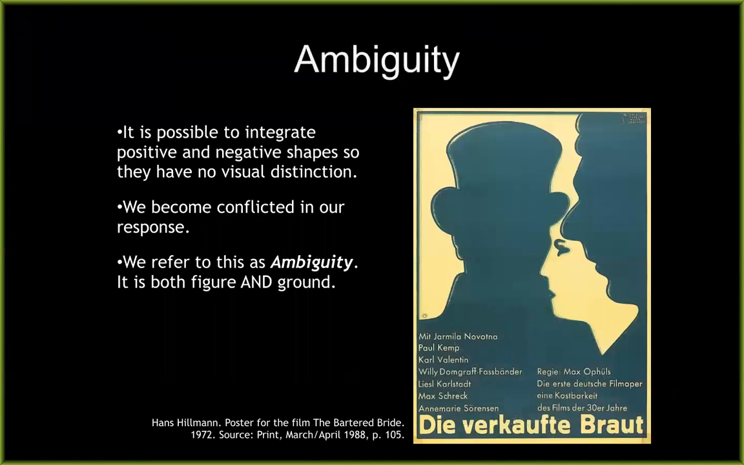And it is possible that you can combine positive and negative spaces so that they don't have much visual distinction. And in these types of ambiguous images, our minds become a little bit confused and we go back and forth between what we see. We either see the two men, one with a top hat, or we see the woman, or our brain just flips back and forth between those two things.